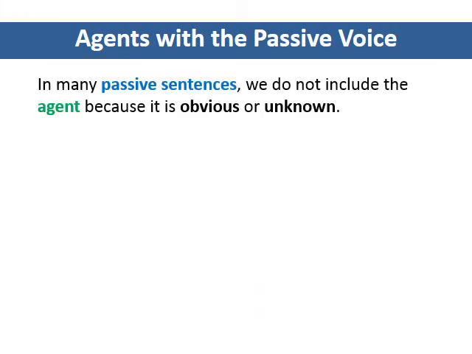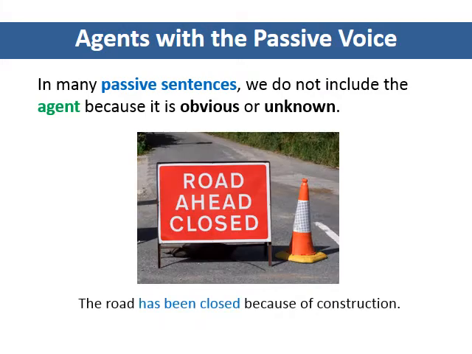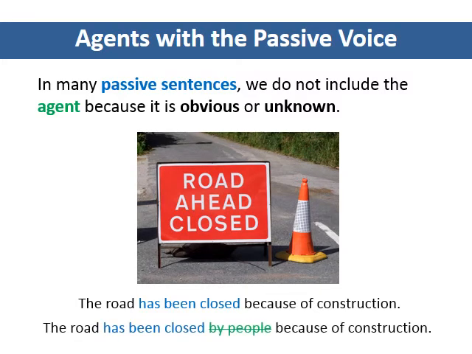In many passive sentences, we do not include the agent because it is obvious or unknown. Read this sentence. Who closed the road? We know that people closed the road, so it is not necessary to include the agent in this sentence. Therefore, the sentence does not have a by phrase.